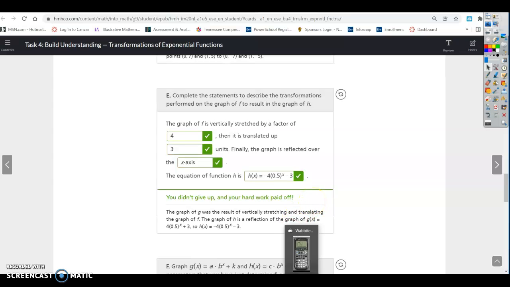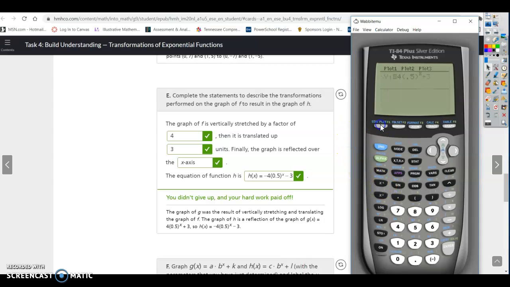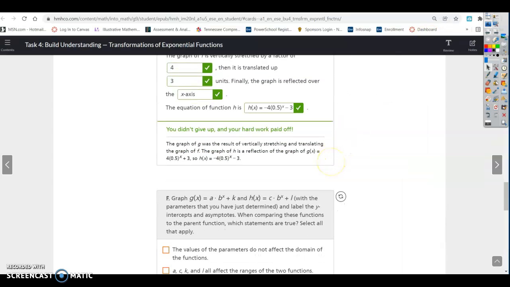Now you can always graph this to see if it makes sense. I'm a very visual person, so I like to see things work. So I can graph -4 times 0.5 raised to the x power, and then -3. And when I graph that, it should look like the same graph except reflected across the x-axis. And it does, so that verifies that this is the correct equation. And again, it gave us a green check mark, so it says it's correct, but I like to visually see how things work.